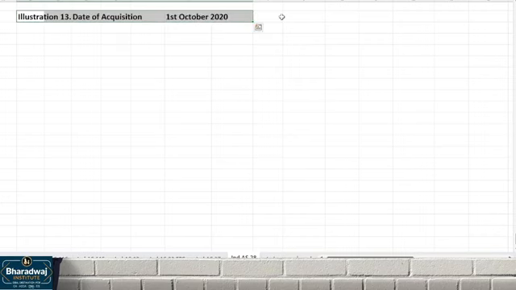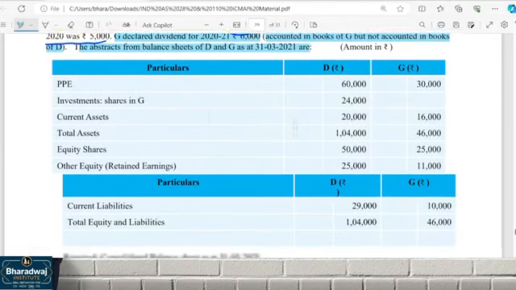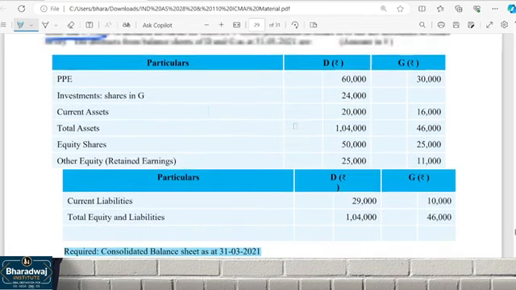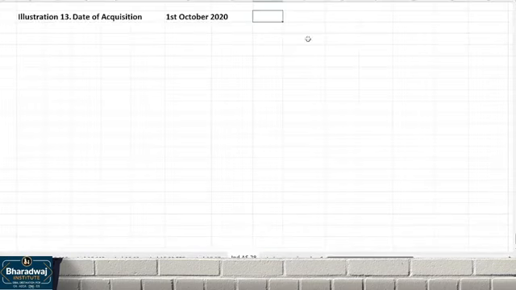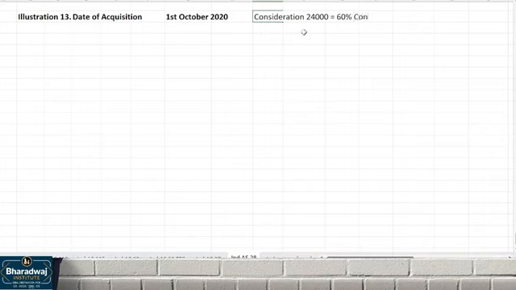What is the amount paid for shares? What is the consideration paid? 24,000. Consideration is 24,000 for getting how much control? 60% control. So the proportion is 60% to 40%. Next, this is step 1.